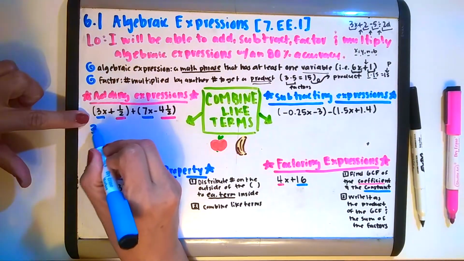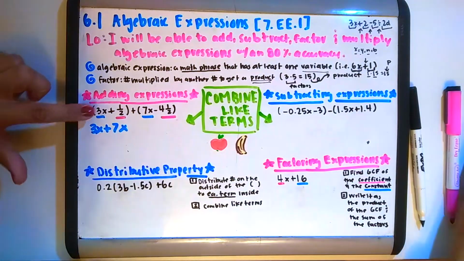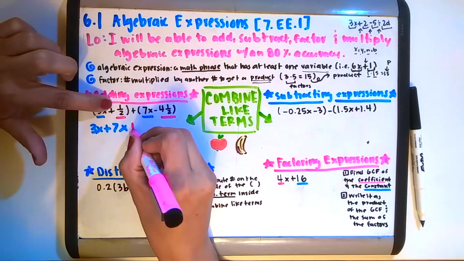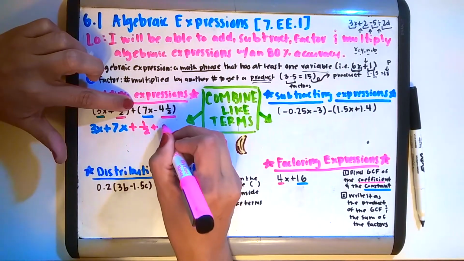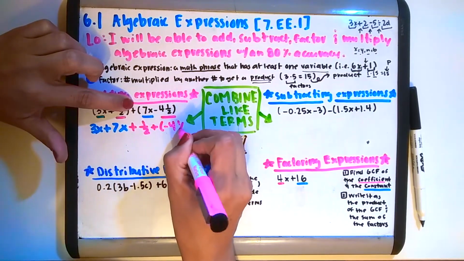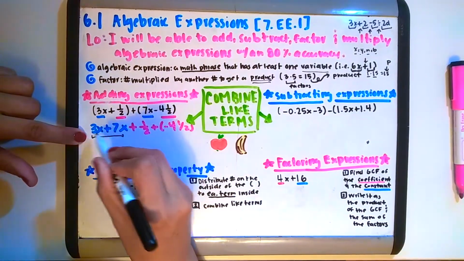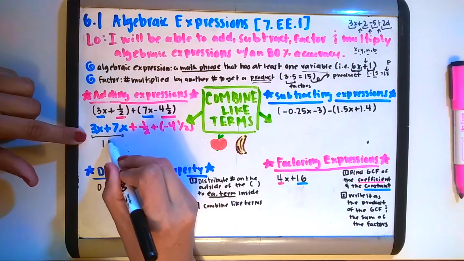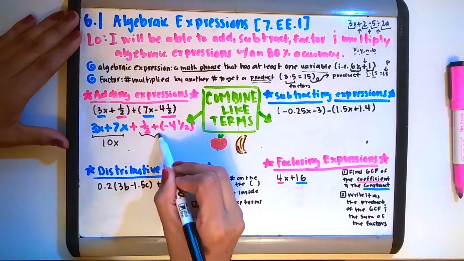So I'm going to say 3x. And then bring down my plus, and then 7x. And then I'm going to say plus, because there's a plus in front of that, plus 1/2, plus, right? And then you have a negative, negative 4.5. So when I do that, 3x plus 7x is like saying 3 bananas plus 7 bananas is 10 bananas. So that will be 10x, okay? And then right here, I'm going to combine these two right here.